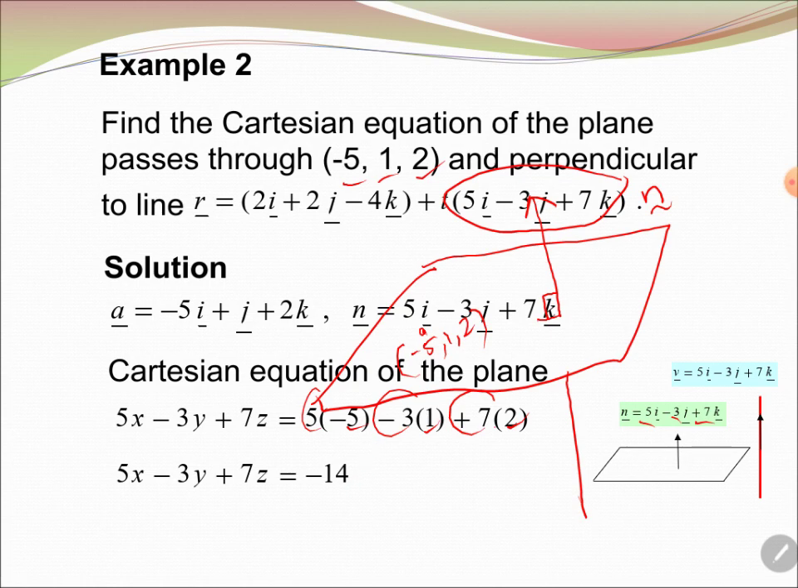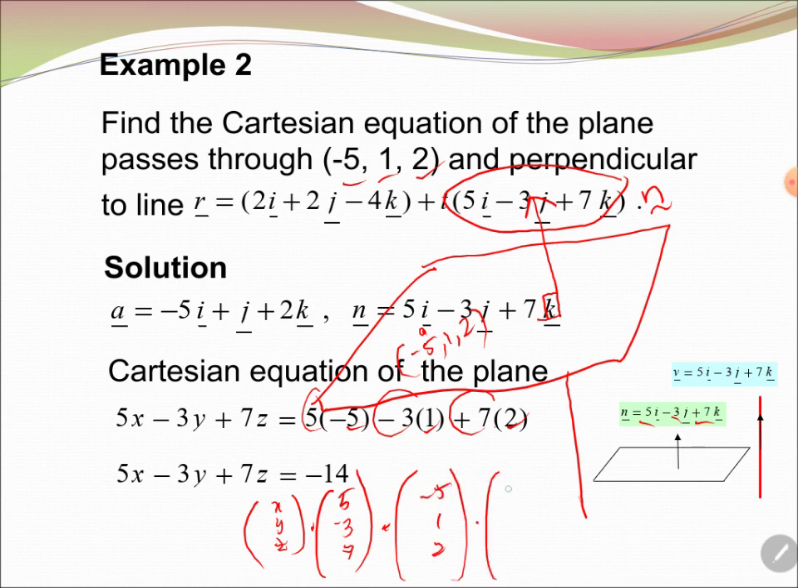This is for the Cartesian equation. If you don't remember the Cartesian equation, we can write it from the vector equation. What is r? x, y, z. What is n? 5, -3, 7, equal to a, which is -5, 1, 2, dot product with n, which is 5, -3, 7. So you get the same answer. 5x - 3y + 7z equal to -25 - 3 + 14, which is equal to -14. Okay.